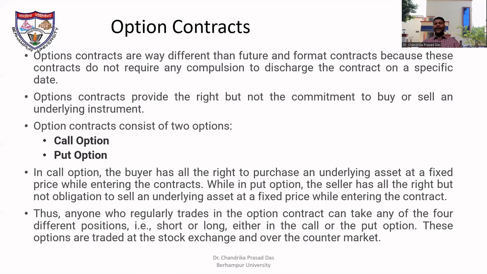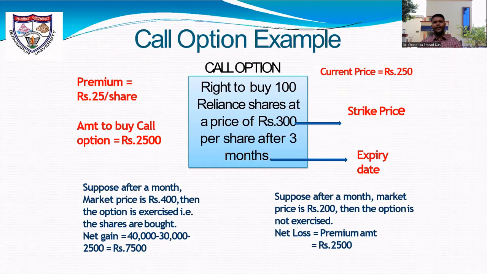So investors can take any of the four different positions, short or long position, either in the call or put option. These option contracts are either traded at the stock exchange and over the counter market. This is an example of call option. Here, the option premium is 25%.